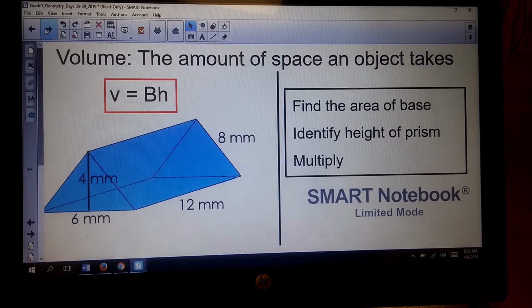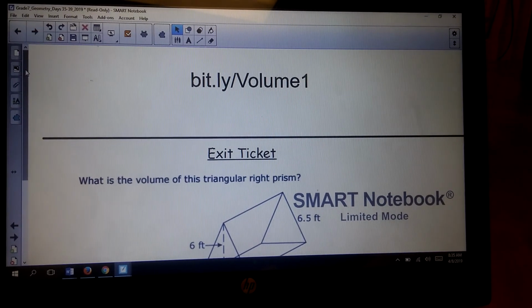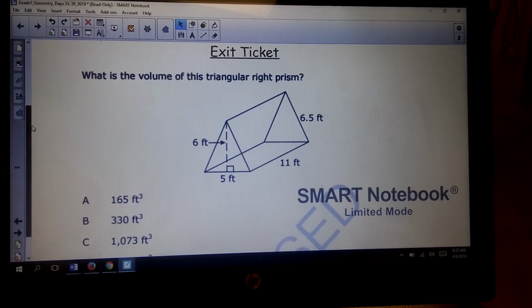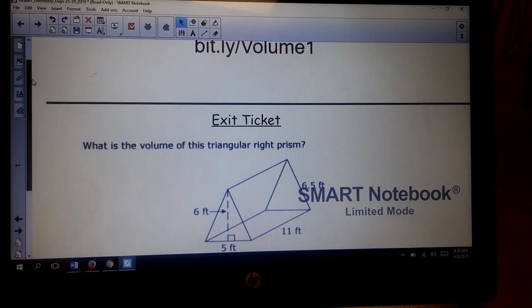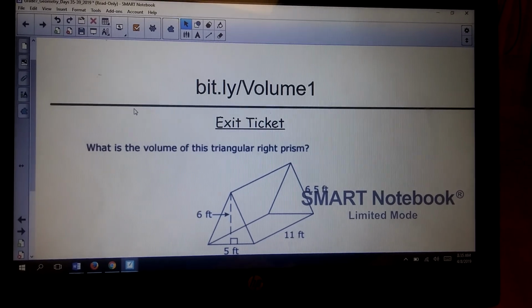Okay, last piece for today is, once you finish working through this exit ticket problem, which is down on the bottom, this is an old EOG question right here. Once you finish with this, go ahead and navigate to bit.ly/volume1 and complete today's work.